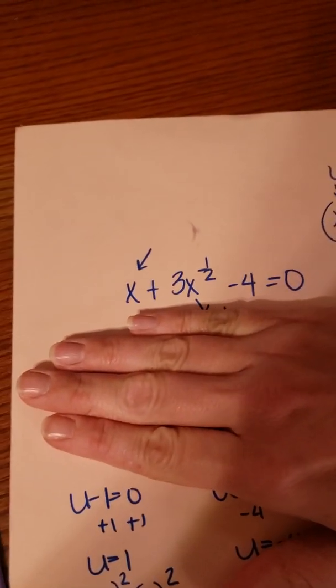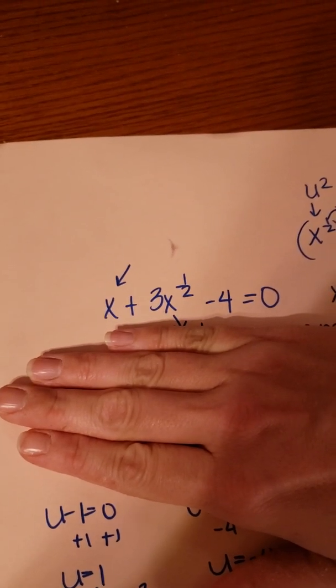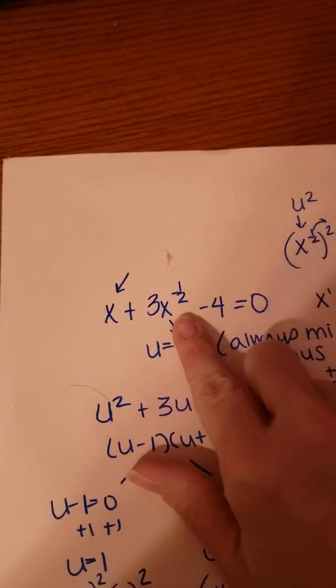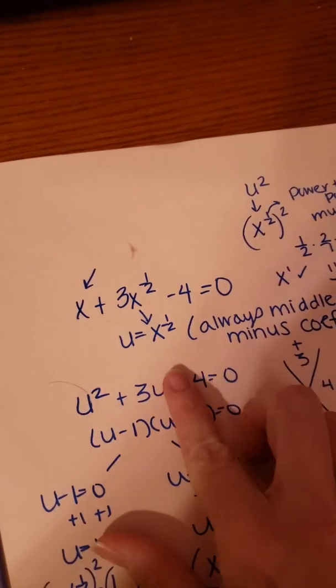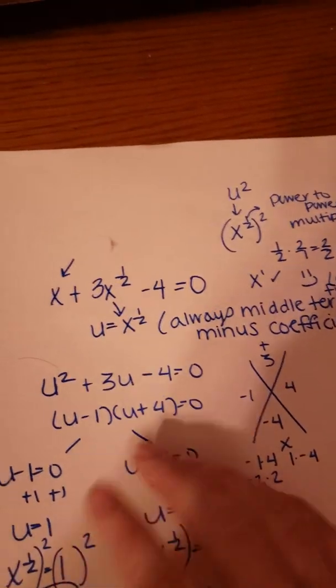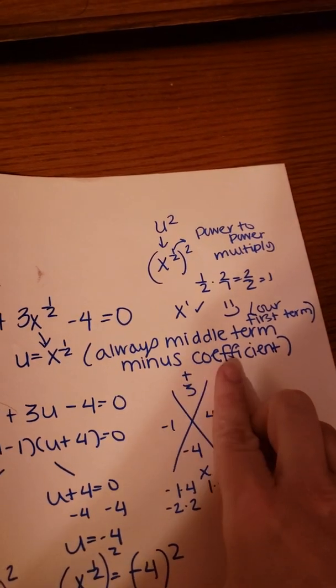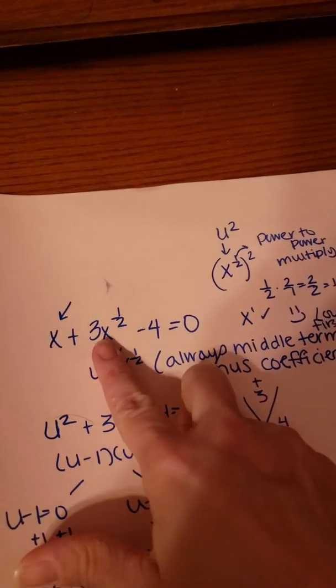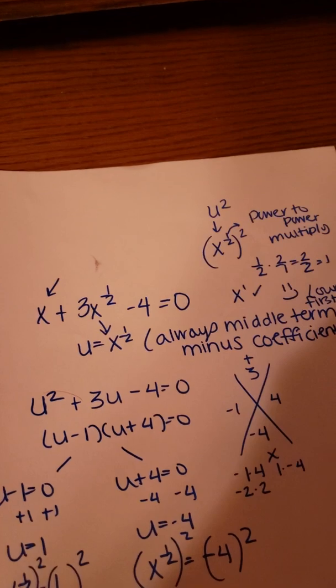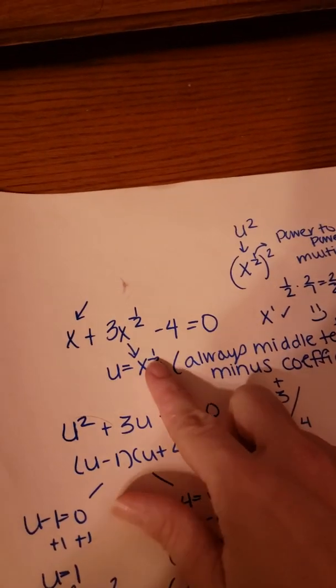So I hope that made it clear when doing these problems. You always go to this middle term, and this is going to be your u. So u is going to equal x to the 1/2 for our problem. And I wrote in parentheses that it's always the middle term minus the coefficient. So you won't use the 3, or whatever it may be in front of it. So strictly the x to the 1/2.